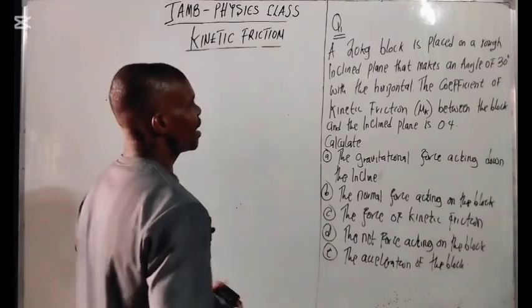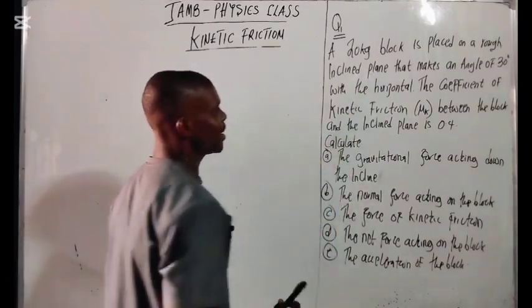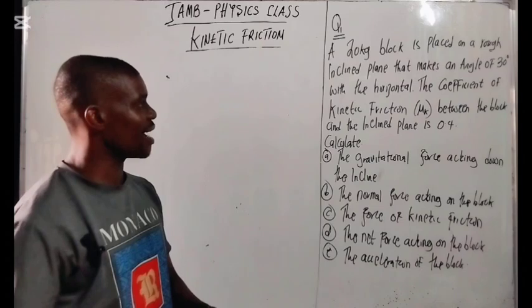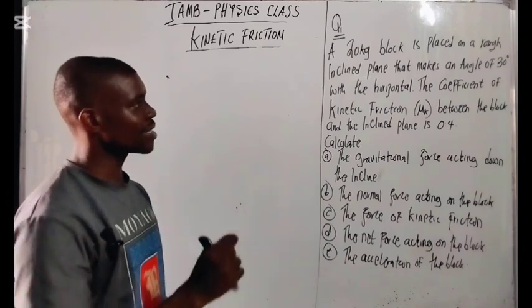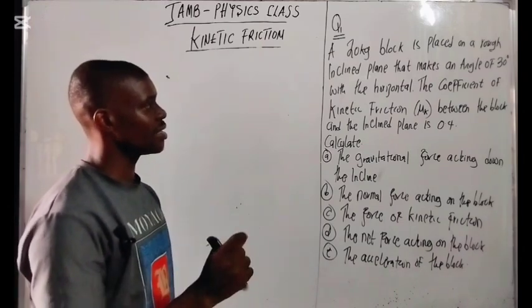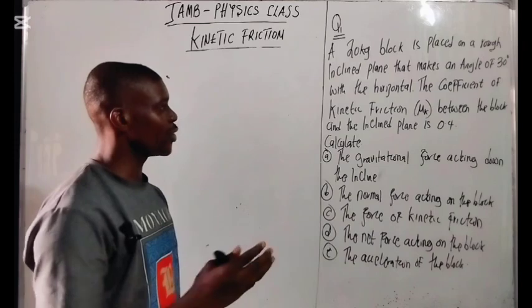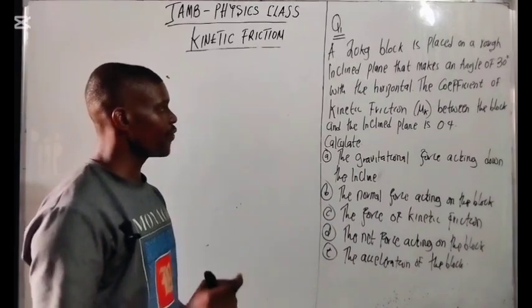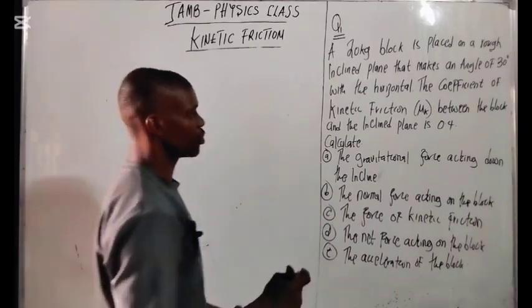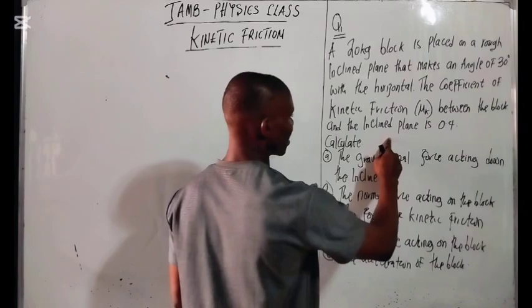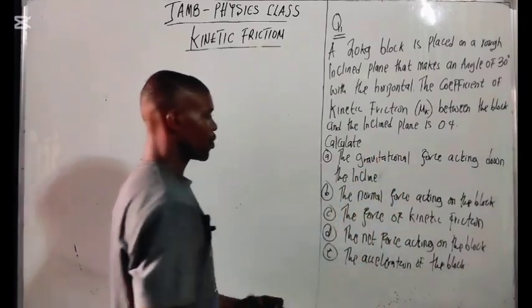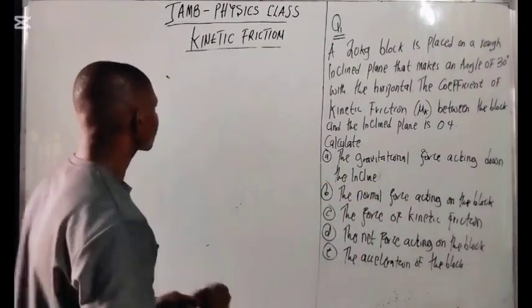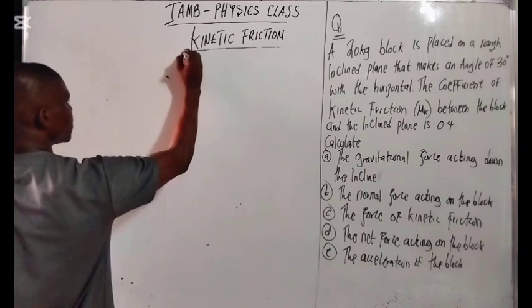They say that a 20 kg block is placed on a rough inclined plane that makes an angle of 30 degrees with the horizontal. The coefficient of kinetic friction between the block and the inclined plane is 0.4. Calculate the following. Let me just divide this board here.